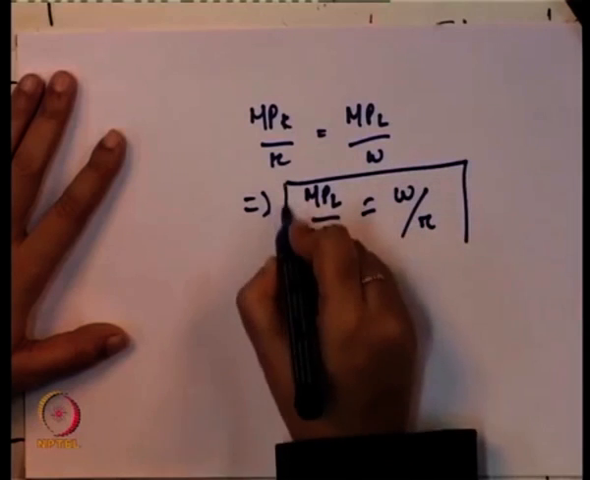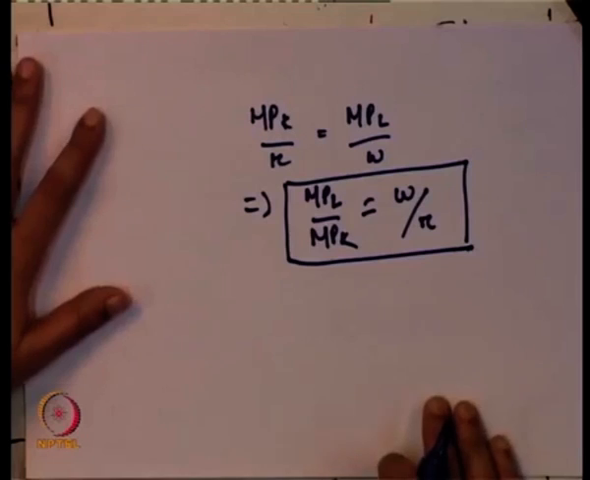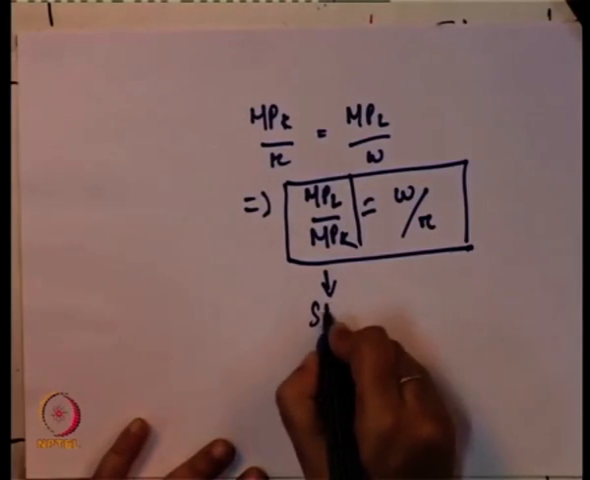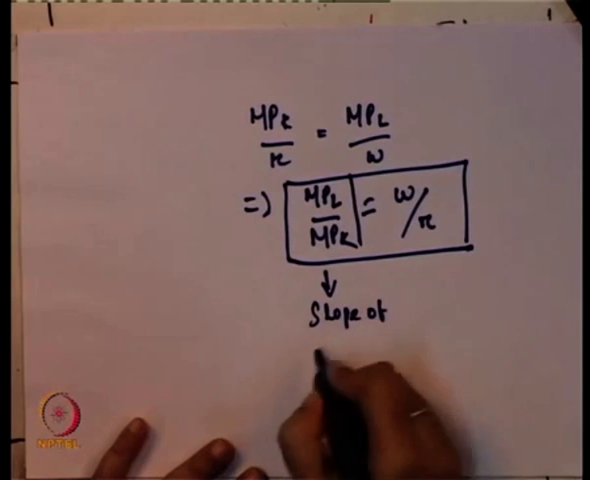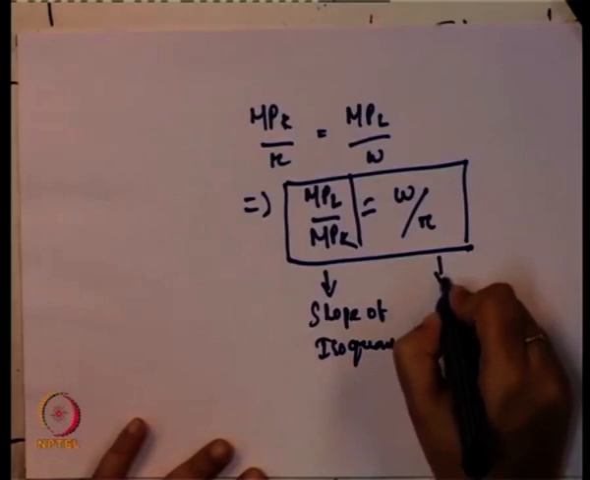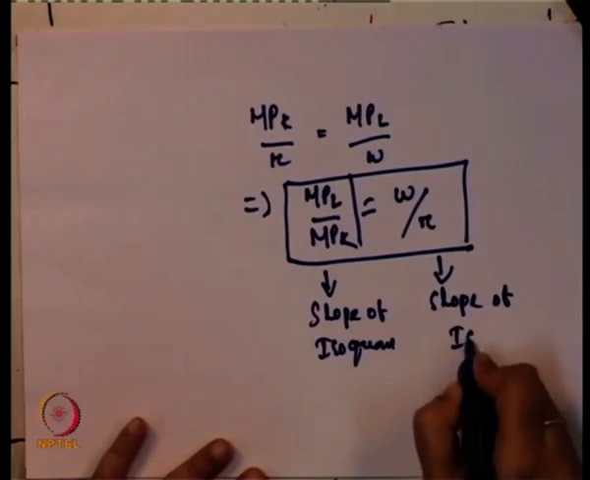This is the first order condition for the least cost input combination, because this represents the slope of the isocost.